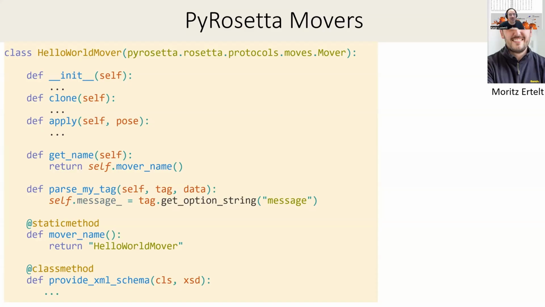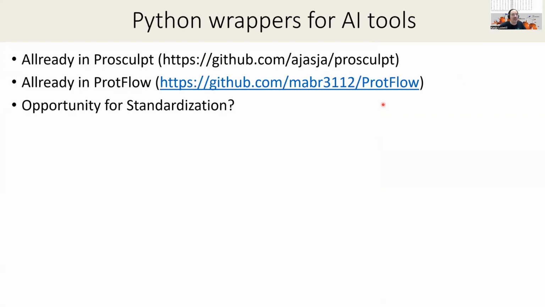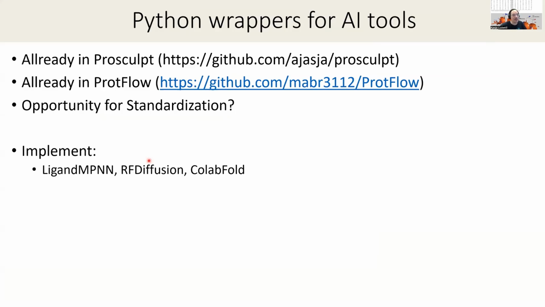And this was pioneered by Moritz. So we already have wrappers in Prosculpt that basically call RFdiffusion, ProteinMPNN, ColabFold. And as we saw in the last session, ProtFlow chose the same approach, where there are also Python wrappers. So maybe there's some opportunity here for standardization.